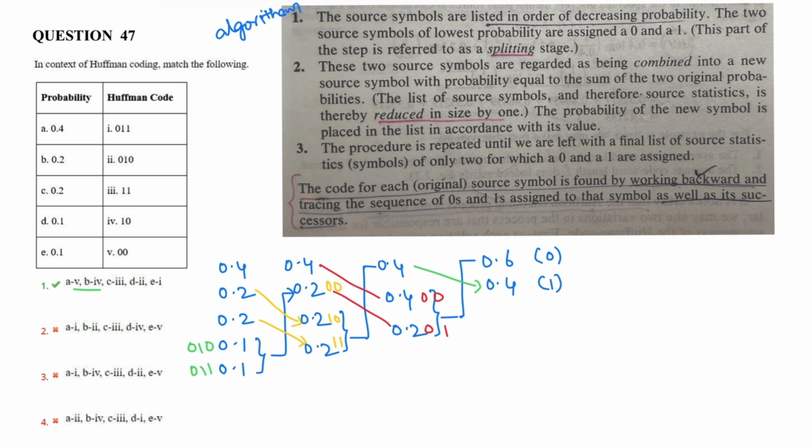For 0, 4, it is 0, 0. Next, for 0, 2, 1, 0, 1, 1, 0, 1, 0, and then 0, 1, 0, 1, 0, 0, 1. For 0, 2, it is 1, 1. For again 0, 2, it is 0, 1.